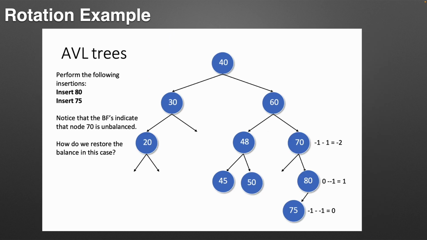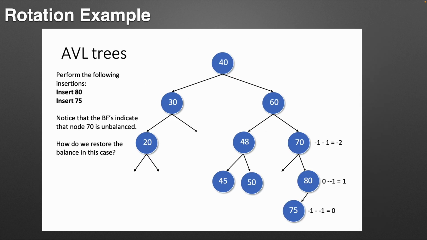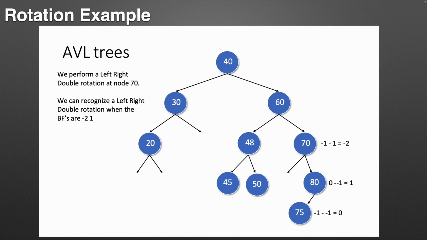Okay. So let's continue on with this same tree. So it was like this, and then we've balanced it, and now we're inserting another node. So we've got 80 and 75 here. And we can see that when we compute the balance factors for this, now we have 70 as the one that's out of balance, where we need to do a rotation to restore that balance. And so in this case, we'll do a left-right double rotation at node 70.